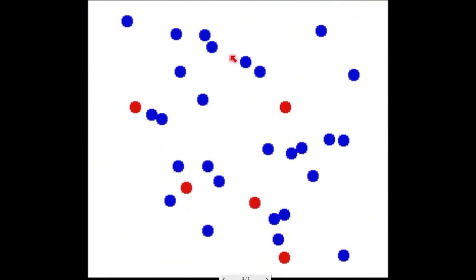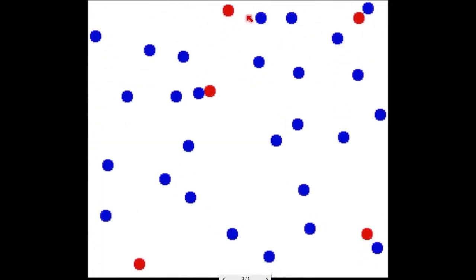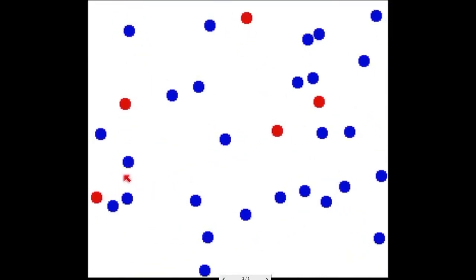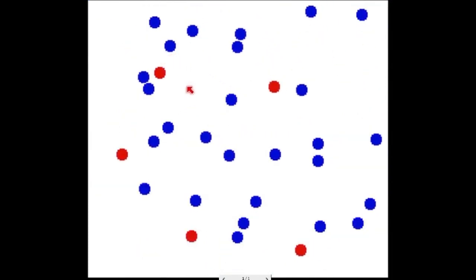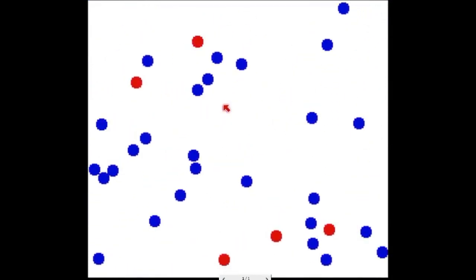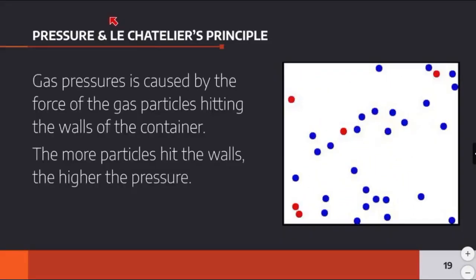So the blue gas is going to hit the wall a lot, and so it's going to put a big pressure because there are lots of blue particles hitting the wall. Red gas, on the other hand, has a lot fewer particles, so they're going to hit the wall a lot less often. Gas pressure is caused by the impact of the particles on the wall. In this case, because there are more blue particles, the blue gas will exert a higher pressure on the wall, and the red gas will exert a smaller, lower pressure on the wall. So to summarize, the more particles of a gas that hit the walls, the higher the pressure.